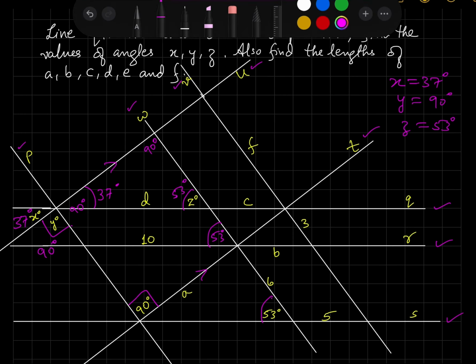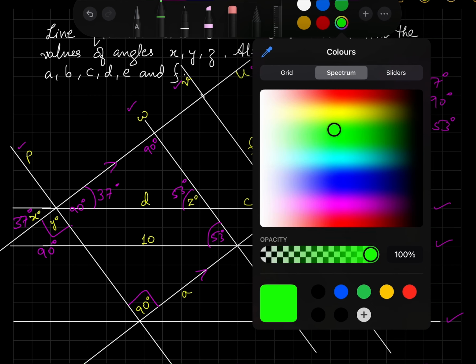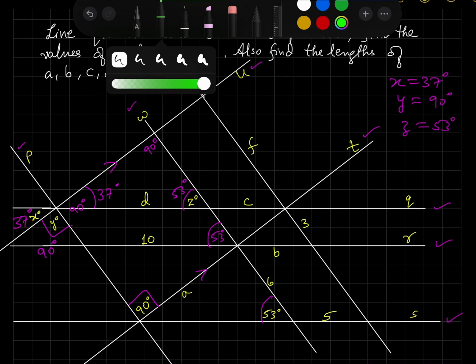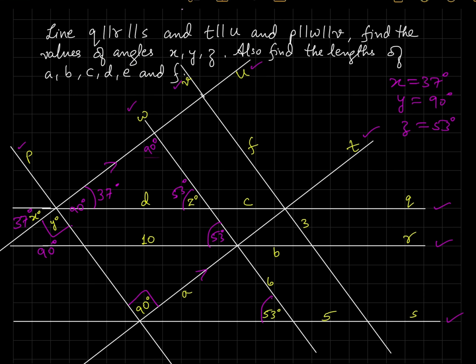Now we have to find out the line segments. Let's proceed for that: A, B, C, D, E and F. This is 3, so this would also be 3, because intercepts cut by parallel lines are equal. Then this is 10, so D would also be 10 here. Then this is 6, this is also 6, so this is also 6 here.